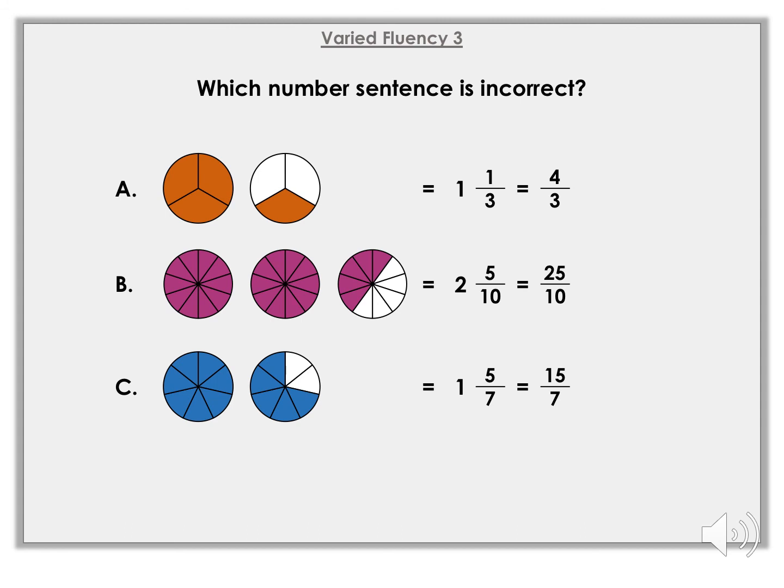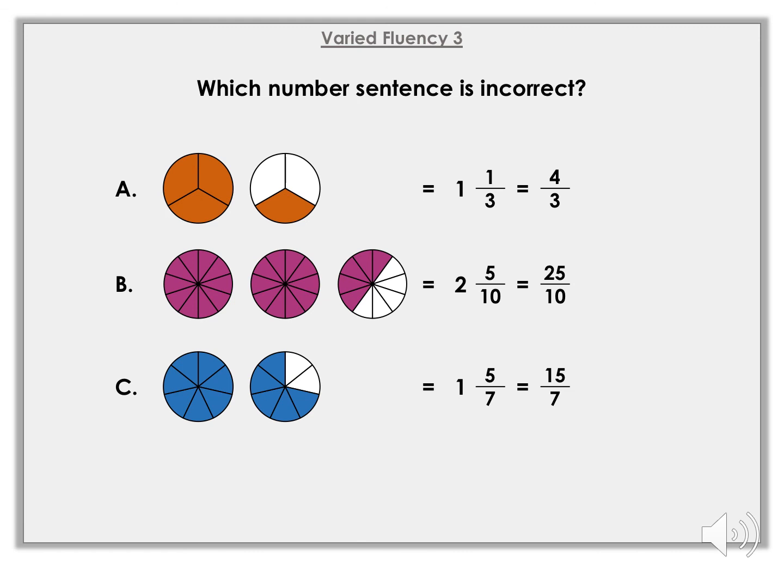I'm going to check they've converted it into an improper fraction correctly. And this time I'm going to use the other method. I'm going to say 2 multiplied by 10 is 20. Add 5 is 25. 25 tenths. So I think that one's correct as well. So now I'm hoping that this third one is going to be incorrect.